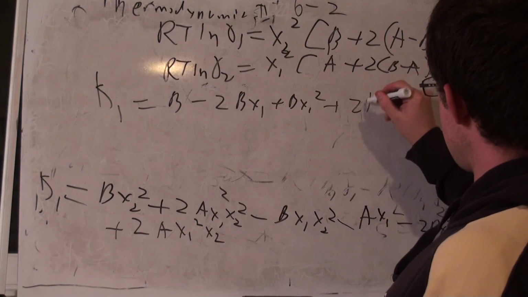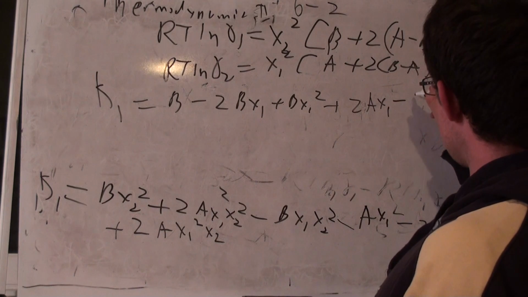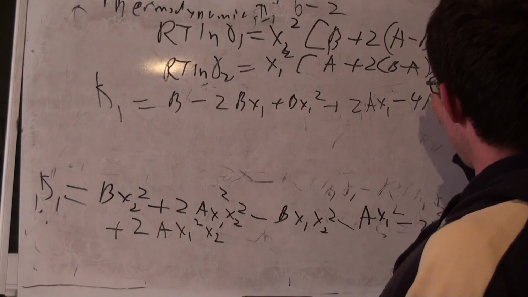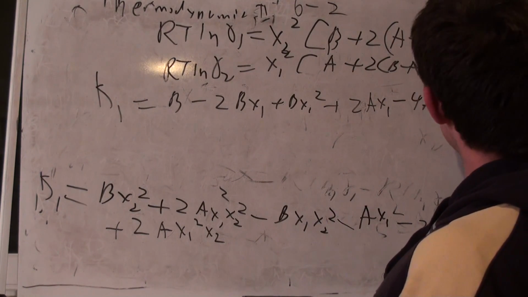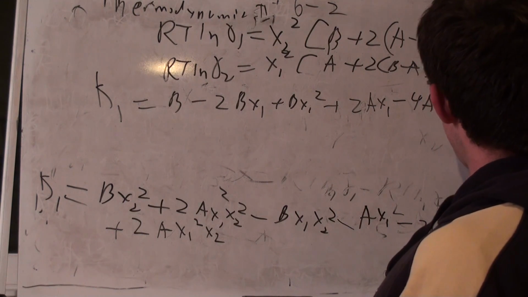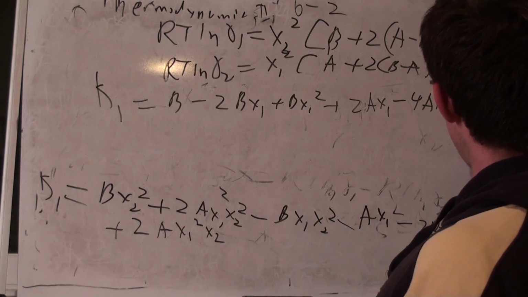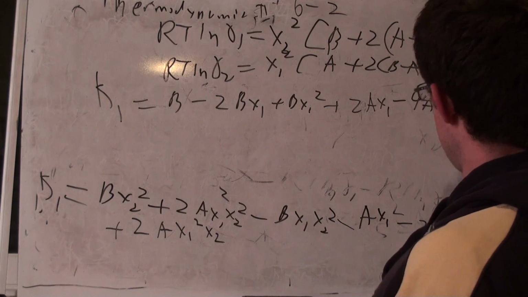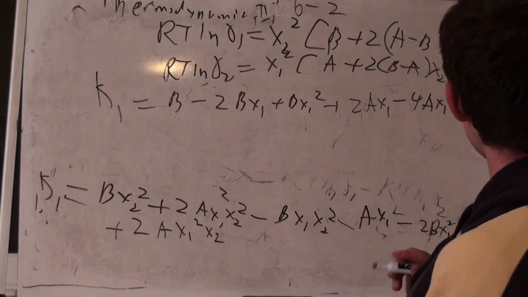Plus 2ax1 minus 4ax1 squared plus 2ax1 cubed. Okay.